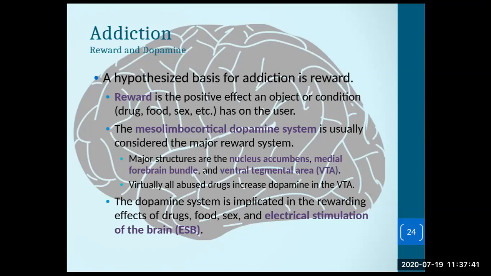And so virtually all abused drugs cause an increase in dopamine from the VTA through the medial forebrain bundle to the nucleus accumbens. And then from the nucleus accumbens, this information gets transferred to the frontal cortex and prefrontal cortex, where it integrates with our behavior, our senses, right? That's why when we're able to reason, use logic, plan out our day, we call that executive functioning.